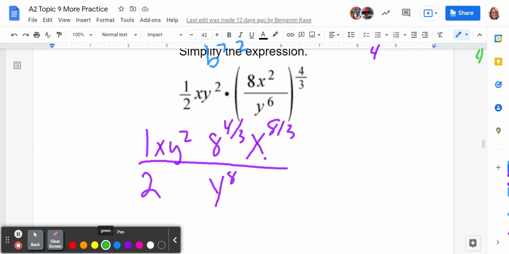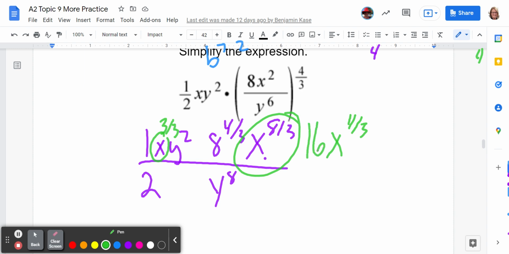With this, I know my x and my x have to go together. Remember, this is like saying 3 out of 3. So I'm going to clean this up, and I get an x to the 11/3 there. And then my whole number, 8 to the 4/3. That's like saying the cubed root of 8, which is 2, and 2 to the 4th is going to be 16.